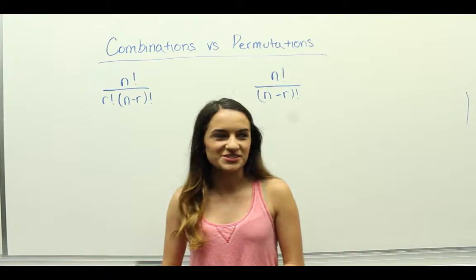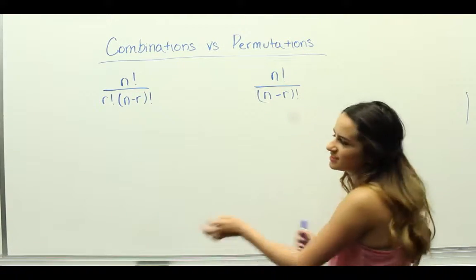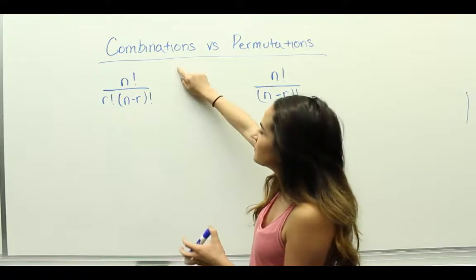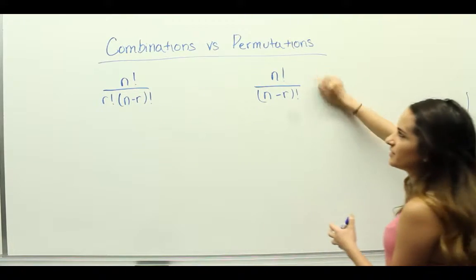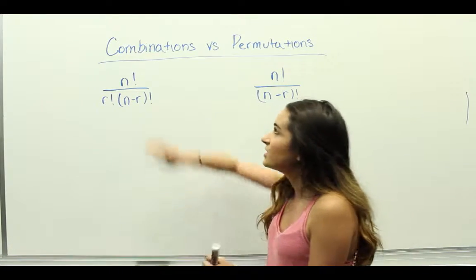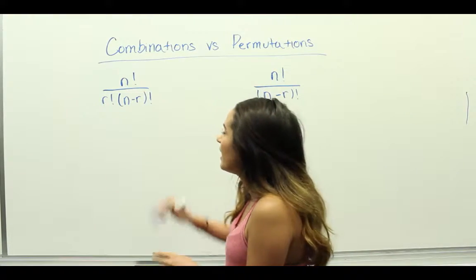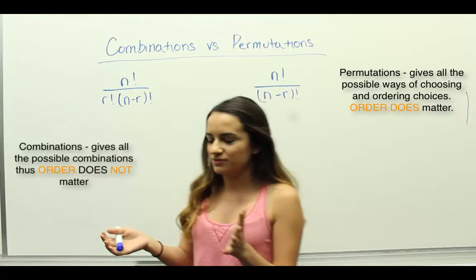I'm with the Econ Tutoring Center, and today we're going to be looking at combinations versus permutations. I have already written out the equation for combination and the equation for permutations, but everyone wonders what's the difference.